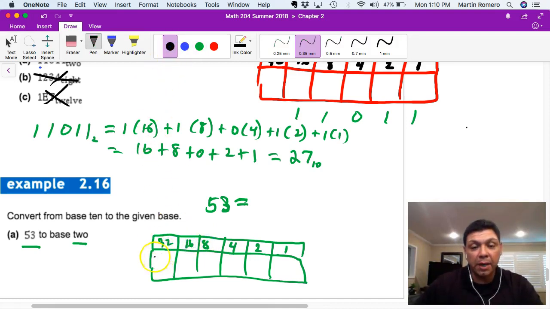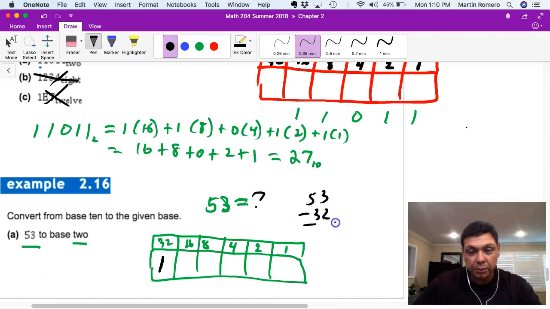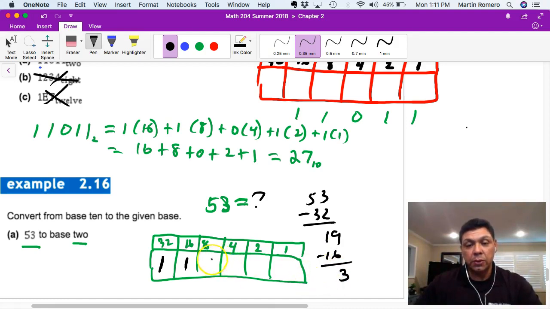And so what's going on in my head is I need 1 group of 32 inside of 53, right? So then I do 53 minus 32 since I used up 1 group. And so what's left over is 19. How many 16s go into 19? That would be 1 group. And so then I'm going to subtract 16. And then I'm left with 3. How many 8s go into 3?